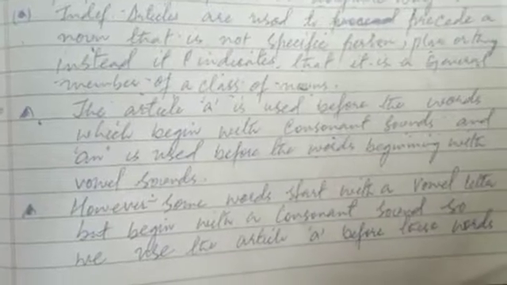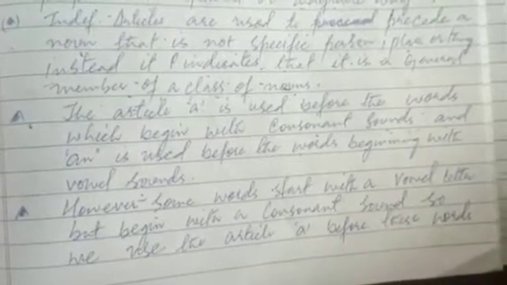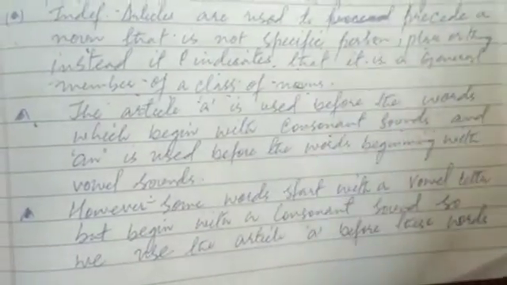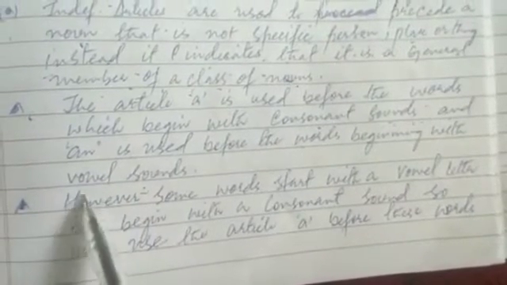So the third one is the difference between the use of a and an, where a is used and where an is used. The article a is used before words which begin with consonant sounds. As you know, in the English alphabet, there are consonants as well as vowels. So the nouns which begin with consonant sounds take the indefinite article a. And an is used before words beginning with vowel sounds. Vowels, you know, are A, E, I, O, U.